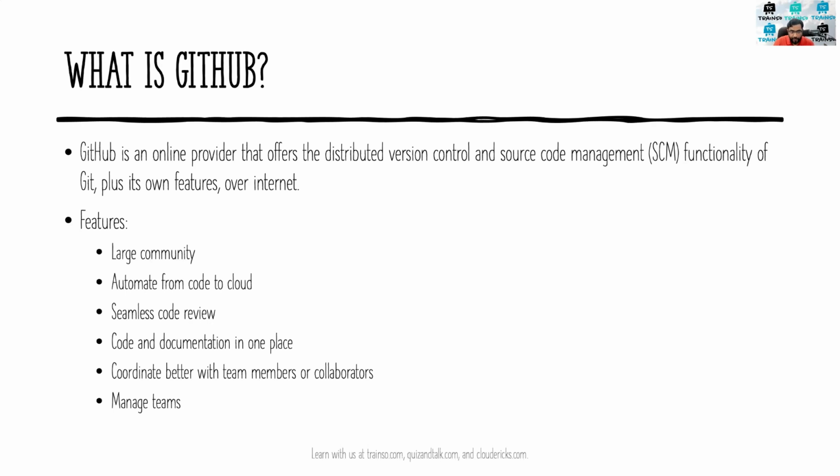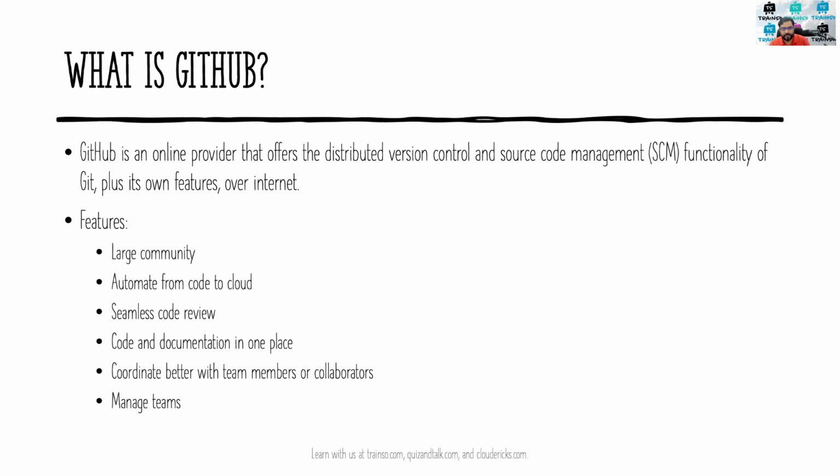GitHub has a large community, automate from code to cloud. Seamless code reviews are possible. Code and documentation in one place. Coordinate better with the team members or collaborators. Manage teams. Many of these are features of Git itself. What GitHub provides is Git as a service on the internet. If you go to github.com, you can put your code there.